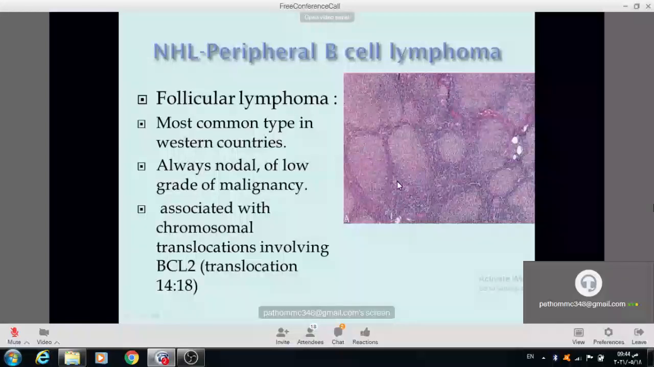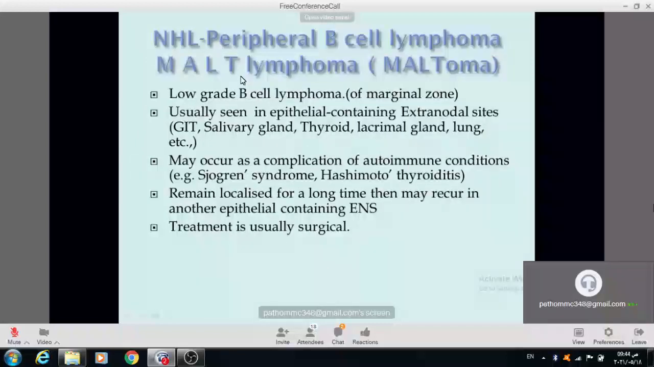So the pattern of this lymphoma is usually follicles, but these follicles are neoplastic follicles that result in an effacement of the architecture of the lymph node and result in a picture of lymphoma. Another one is called the maltoma, or mucosa associated lymphoid tissue lymphoma. Okay, it is a low-grade lymphoma of the marginal zone. It is usually seen in epithelial containing extranodal sites.